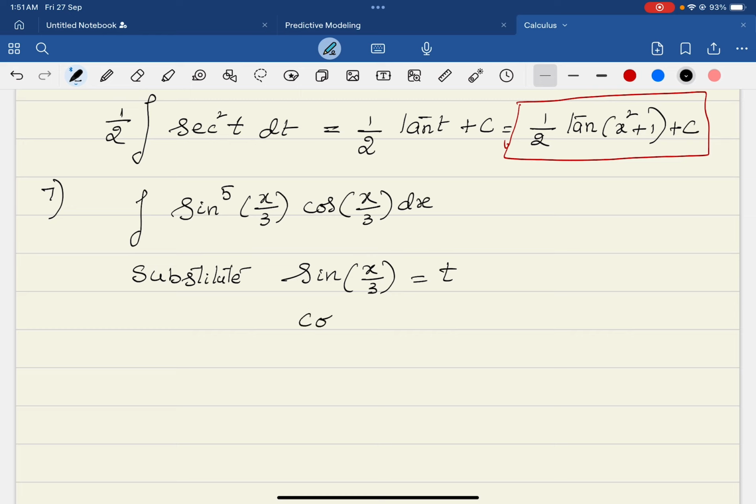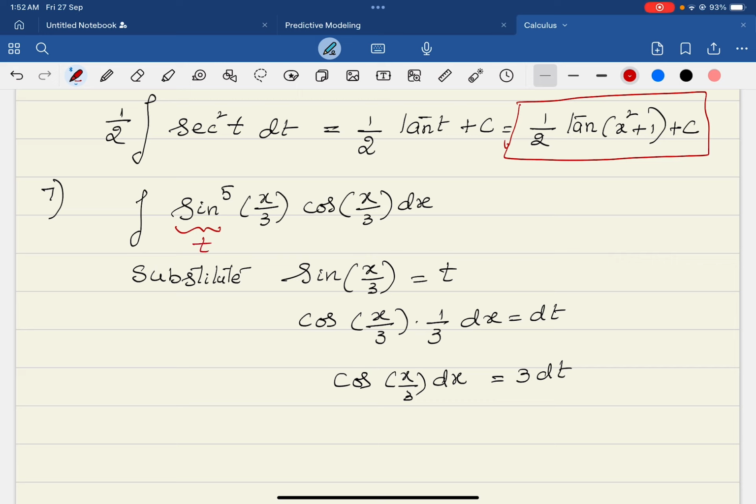Now the derivative of sine is cosine, so it is cosine of x by 3 multiplied by the chain rule. What is the derivative of x by 3? It is 1 by 3, so cosine of x by 3 times 1 by 3 dx is equal to dt. Now we have cosine of x by 3 dx present, not 1 by 3. So we multiply by 3 and write 3 dt, and this 3 gets cancelled. I hope it's clear. So the substitution is: you are replacing sine by t, and you are replacing cosine of x by 3 dx as 3 dt.